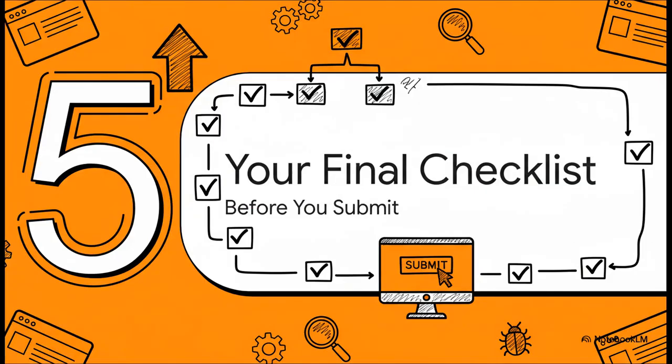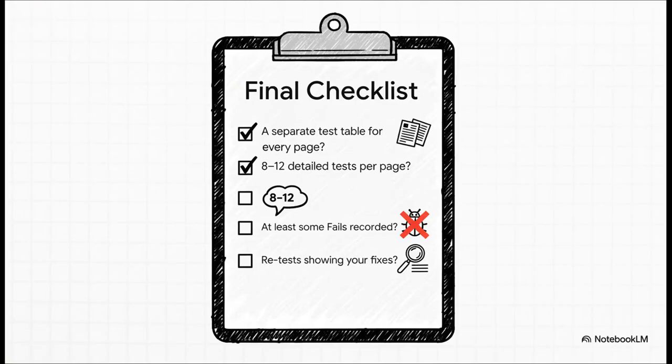Okay, as we start to wrap this up, I want to give you a really simple, actionable checklist you can run through right before you submit your project. Just ask yourself these 5 questions. 1. Do I have a separate test table for every single one of my pages? 2. Do I have at least 8 to 12 detailed tests on each table? 3. Was I brave enough to record some actual failures? 4. Do my retests clearly show how I fixed those failures? And 5. Are my test descriptions and my comments super precise? If you can say yes to all of those, you are in fantastic shape.